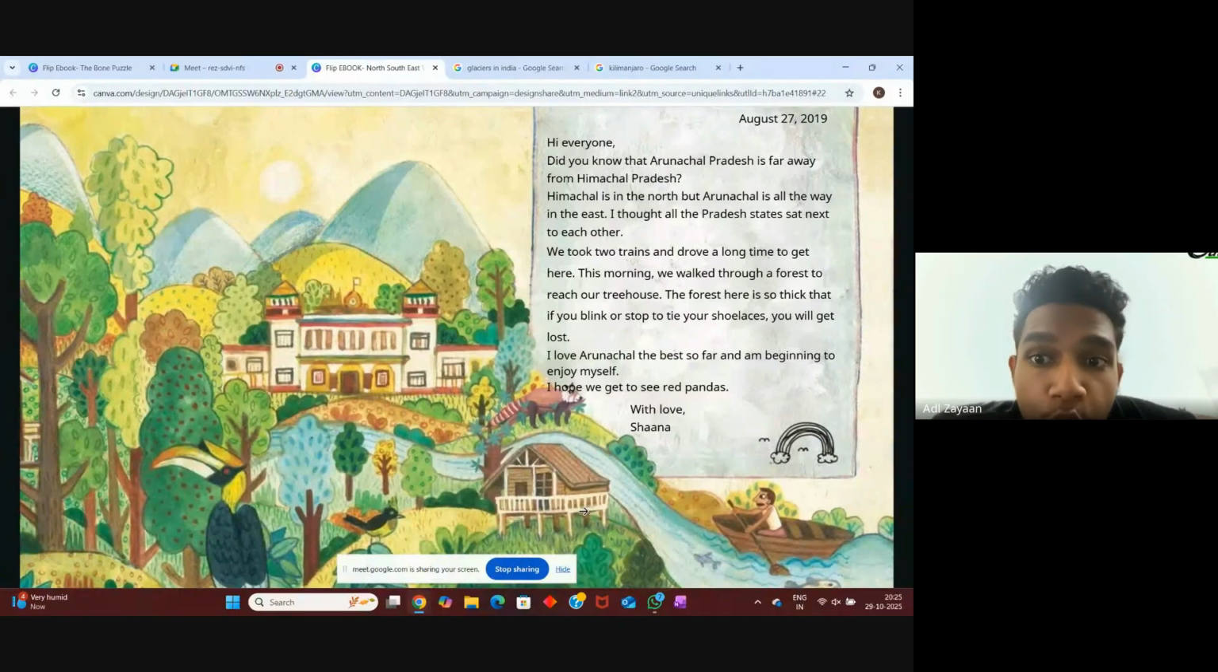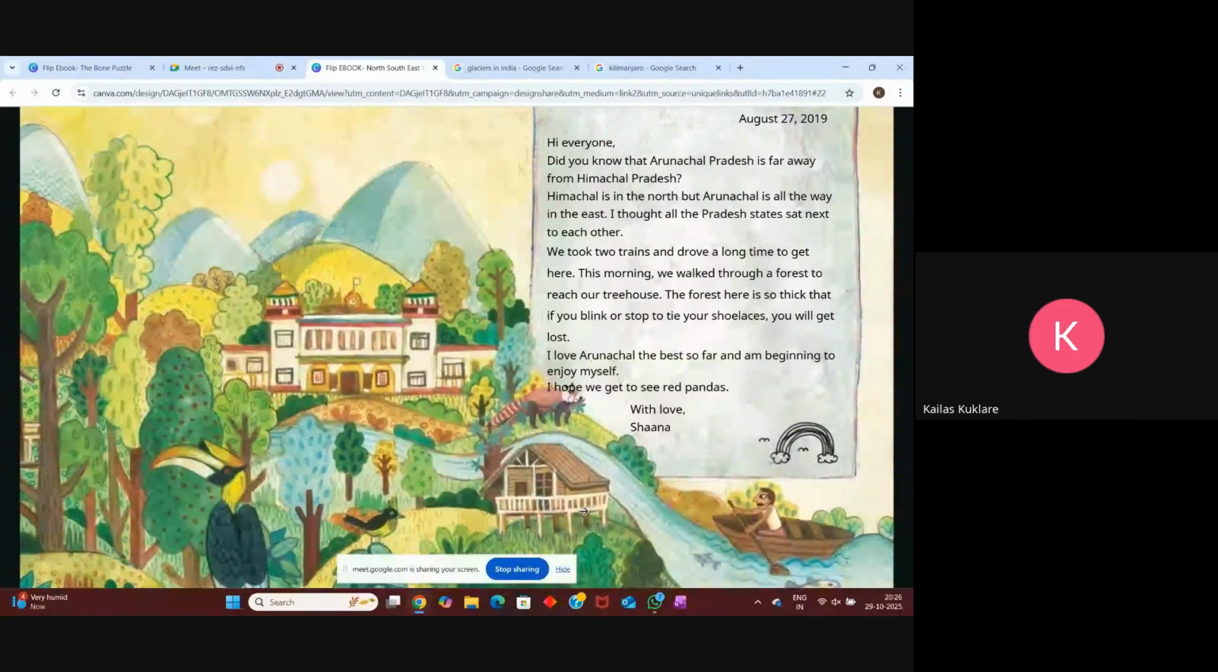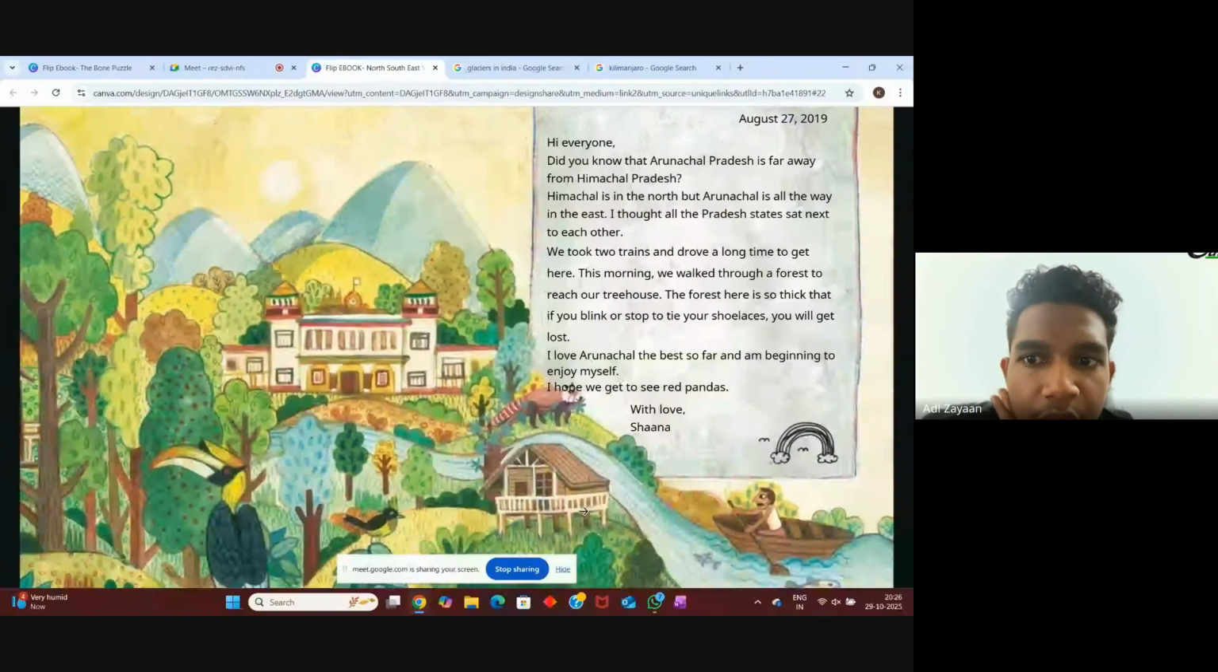Okay, so we took two trains and drove a long time to get here. To reach Arunachal Pradesh from Himachal Pradesh, she took two trains and drove a long time. This morning we walked through a forest to reach our tree house. The forest here is so thick that if you blink, yeah.